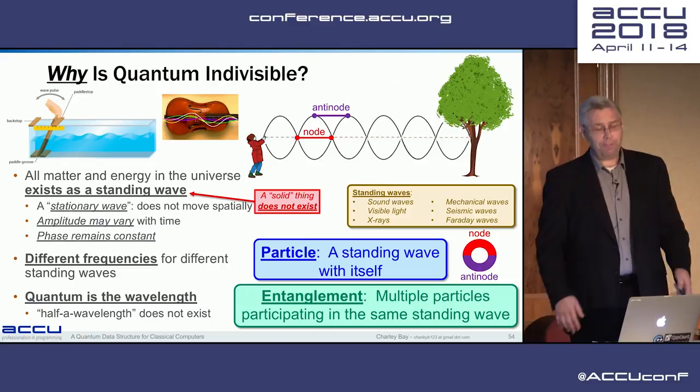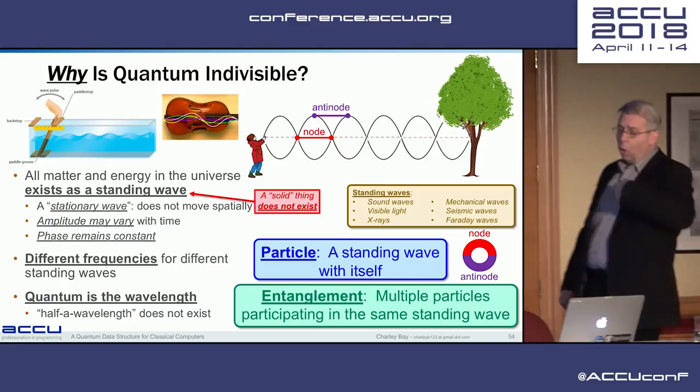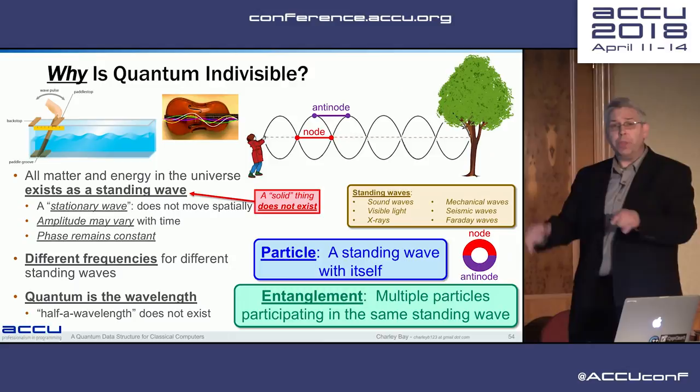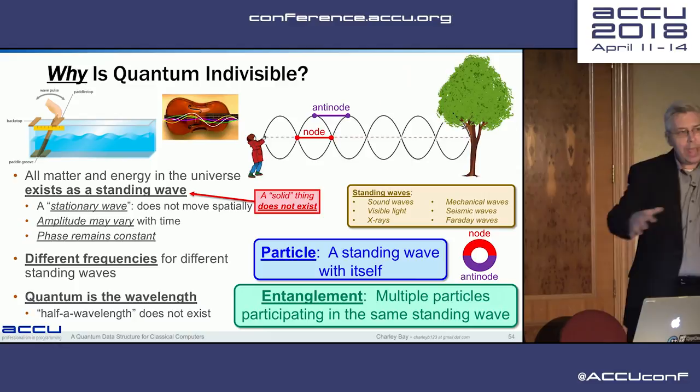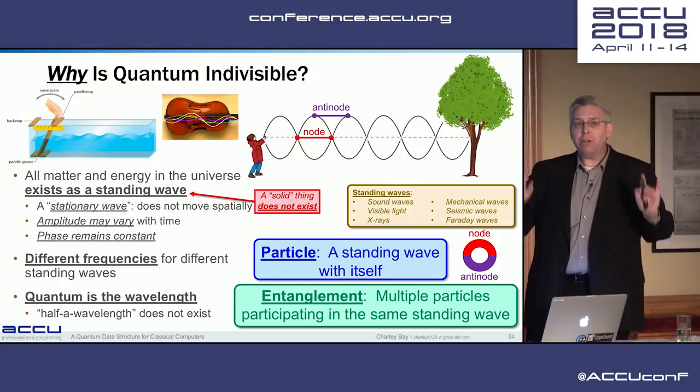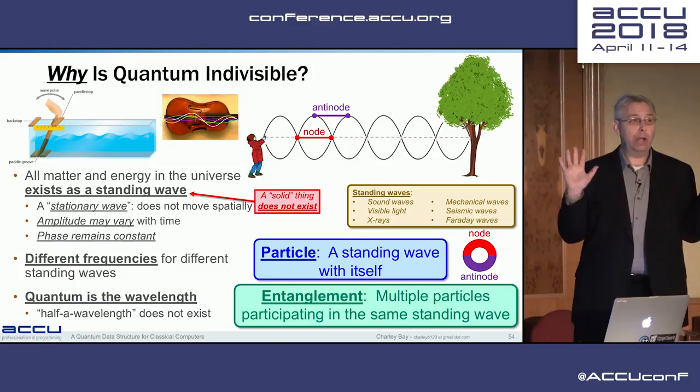We talk about it only sometimes, but these are standing waves. The whole point of a standing wave is you have it or you don't have it. When you're talking about the node and antinode that comprises a standing wave, and there are a lot of examples of standing waves, particles ultimately are standing waves. Entanglement is multiple particles participating in a standing wave. de Broglie, doing his thing, said all matter exists in both particle and wave characteristics, not just the energy stuff. It's because everything's sitting on standing waves.